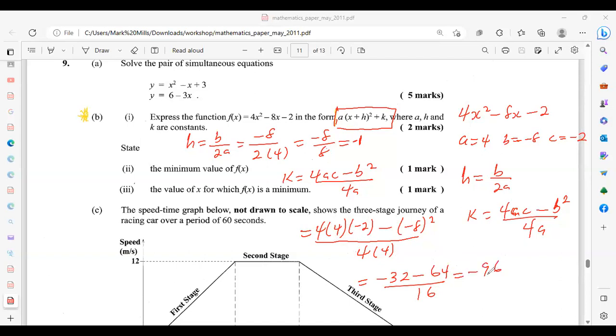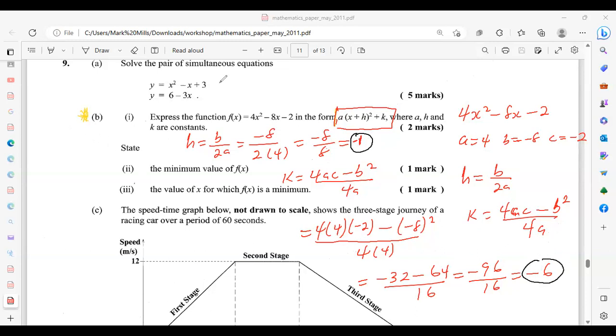Negative 96 divided by 16, what do I get? Negative 6. Now, everybody, I need you to focus on one thing here, right? Our h is negative 1 and our k is negative 6, right? Let's put it together now.